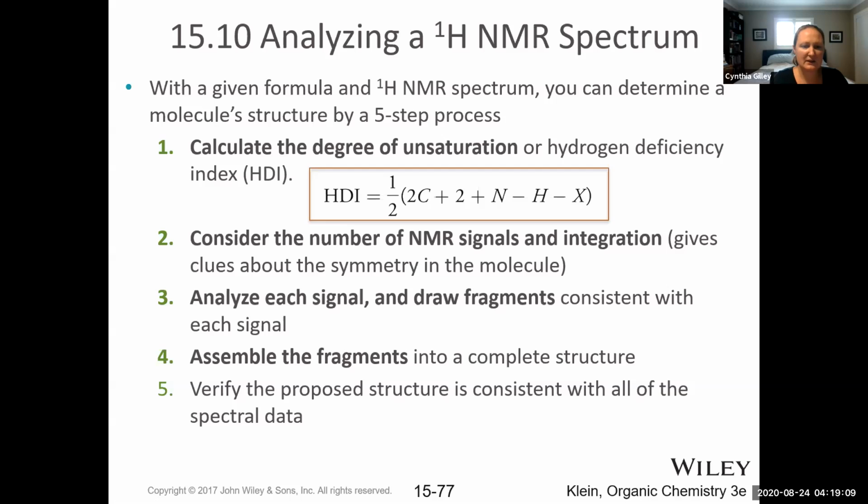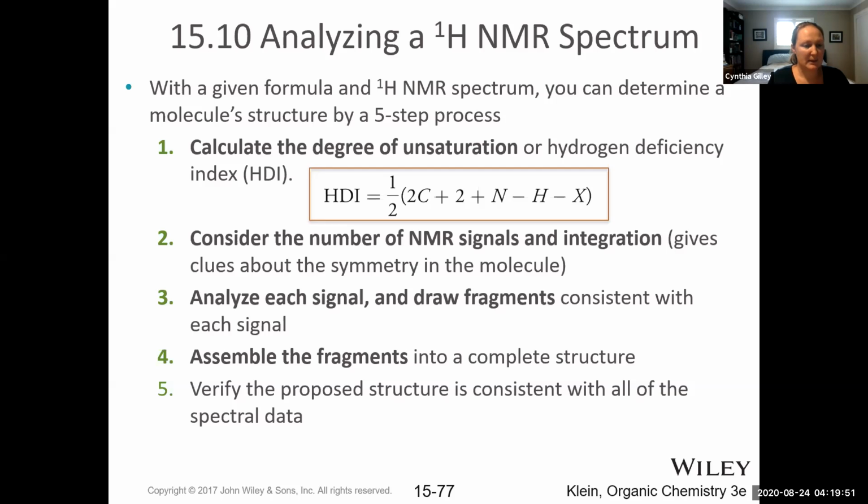Next, you want to consider the number of NMR signals and the integration. If you count up the integration for all of the signals and you see that it matches the molecular formula, then there isn't any additional symmetry that we need to worry about. But if you see very few NMR signals, given the number of hydrogens in the molecule based on the molecular formula, then you need to compare the integration to the molecular formula and think about potential symmetry in the molecule. Symmetry is how you get hydrogens attached to different carbons equivalent.